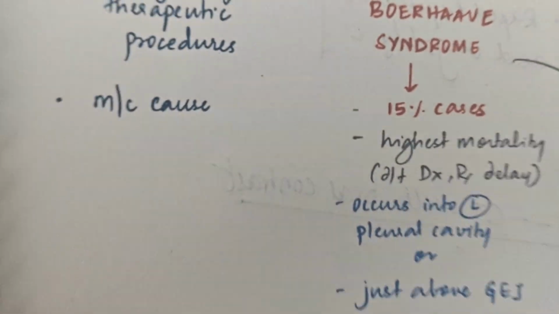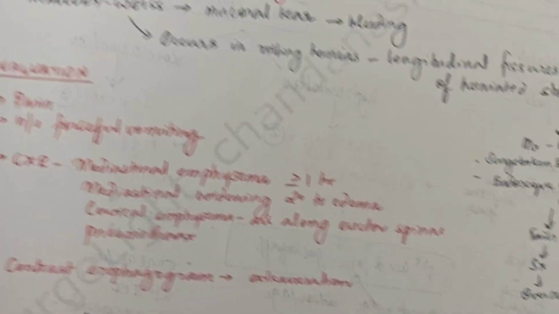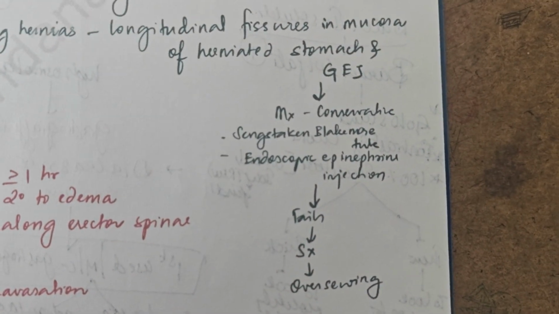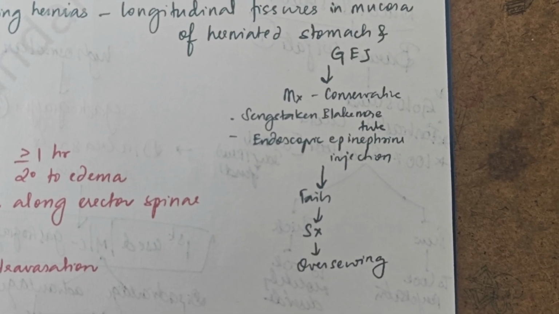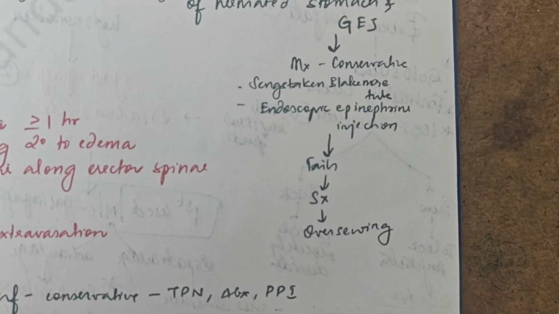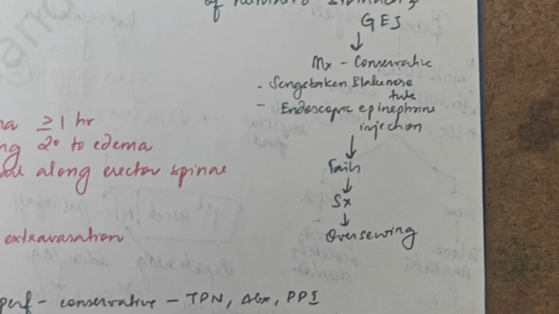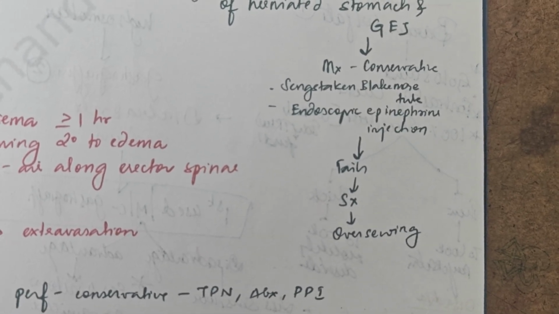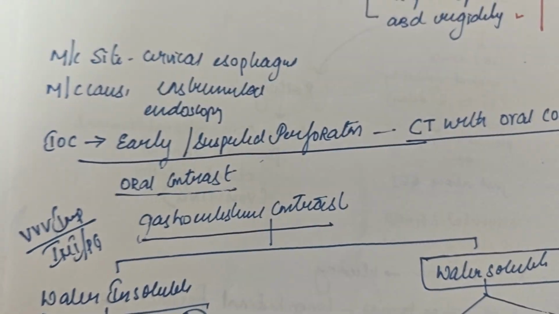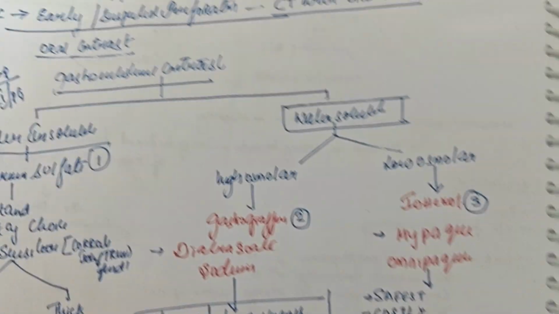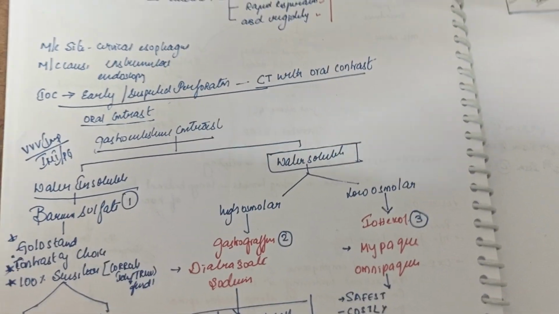Now for surgery, you can see what. You have tubes here, a Sengstaken-Blakemore tube. You have endoscopic epinephrine injections. If that fails, you do surgery, that is an oversewing. We'll be discussing that in detail, but for the time being, you understand the management of esophageal rupture, guys. And how do you investigate?